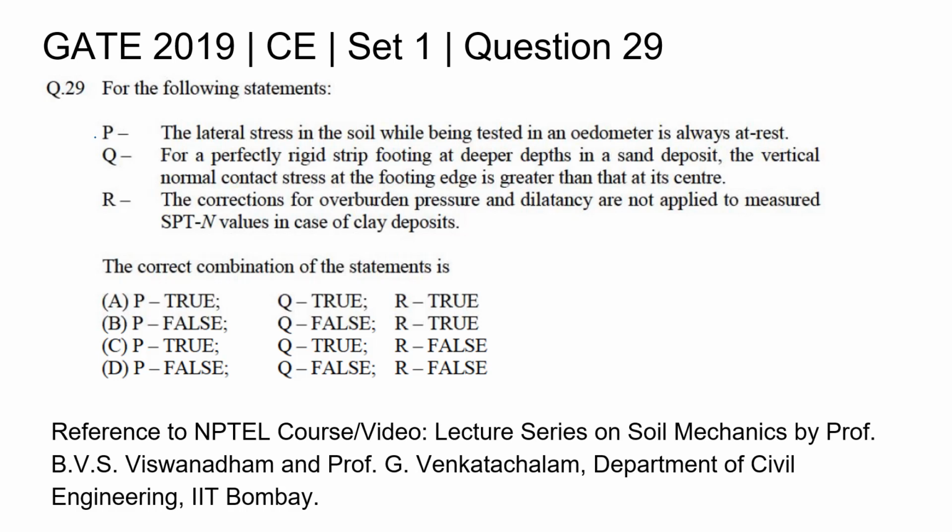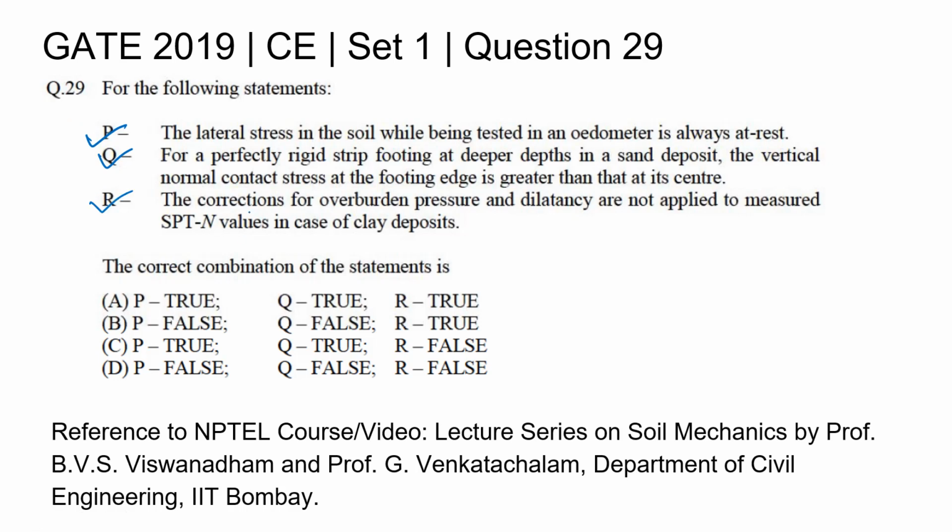GATE 2019 Civil Engineering Set 1 Question 29. For the following statements, statement P says the lateral stress in the soil while being tested in an odometer is always at rest. Statement Q says for a perfectly rigid strip footing at deeper depths in a sand deposit, the vertical normal contact stress at the footing edges is greater than that at its center.